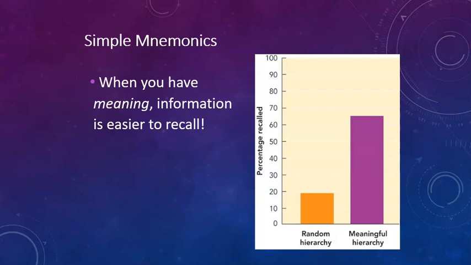So with our simple mnemonics, when you have meaning, information is easier to recall. If I just gave you a list of letters and you don't use any kind of mnemonic device, then you're not going to be able to recall as many of those numbers or letters in the list. But by chunking things together in a meaningful way, or by doing a meaningful hierarchy, you'll be able to recall significantly more of the words or letters because of that mnemonic device. So that's why we use them.